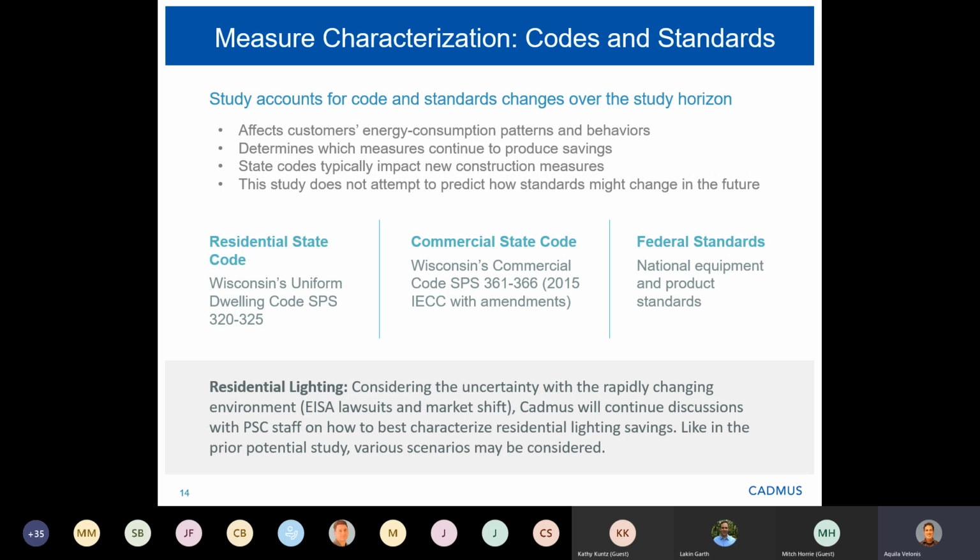State codes typically impact new construction measures. One thing to note is that our study does not attempt to predict how standards might change in the future. For example, we only know the efficiency criteria of today's enacted standard, and we can't necessarily predict how those efficiency requirements could change 5 or 10 years from now, because they haven't started evaluating what those efficiency requirements are going to be.